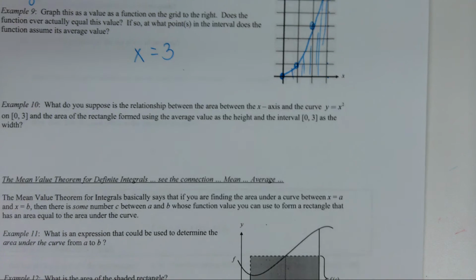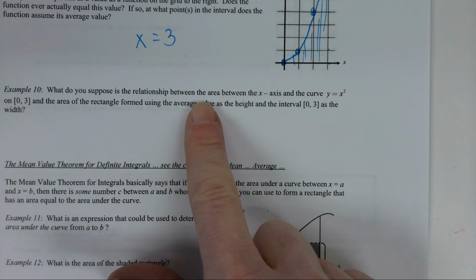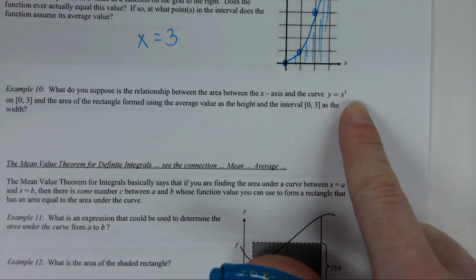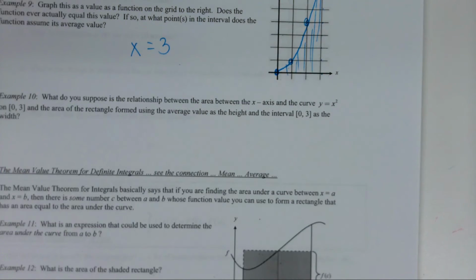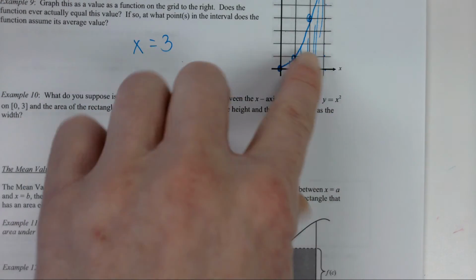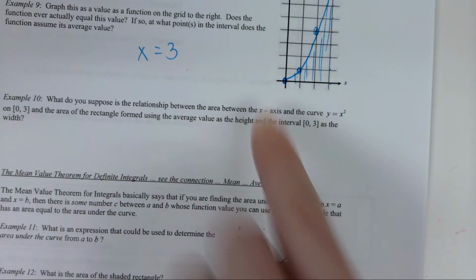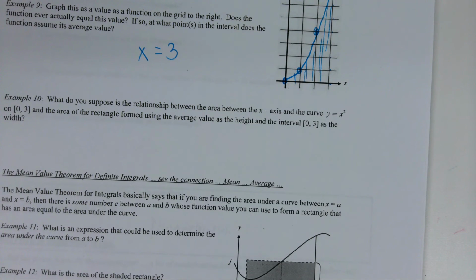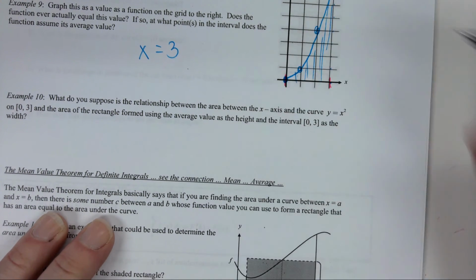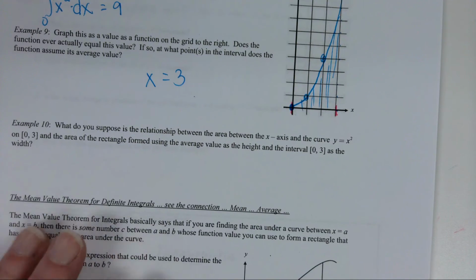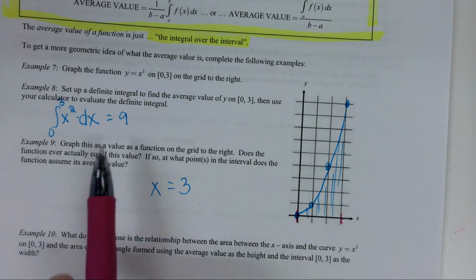What do you suppose is the relationship between the area between the x-axis and the curve y equals x squared on 0 to 3? Okay, let's put a different color. Let's take this area. What was the area under the curve? 9. You guys tell me, if I made a rectangle, what color should I use? Pink. I want my rectangle to be 0 to 3 still. How high would I have to make my rectangle to make it have the same area?